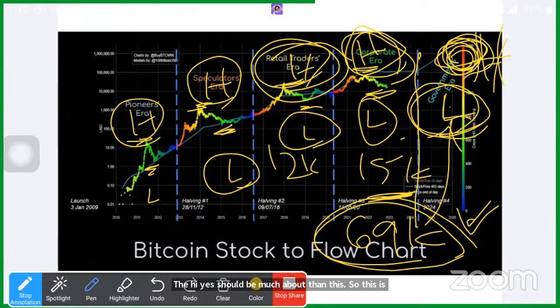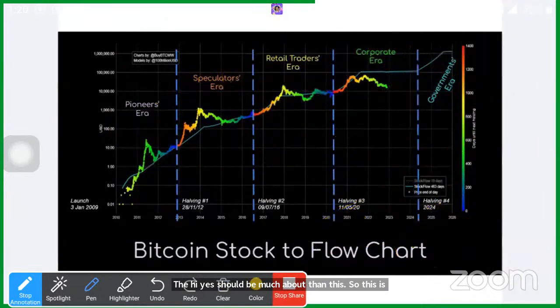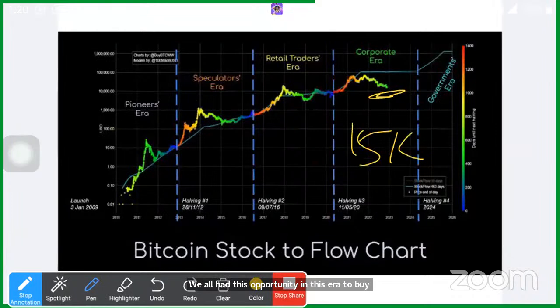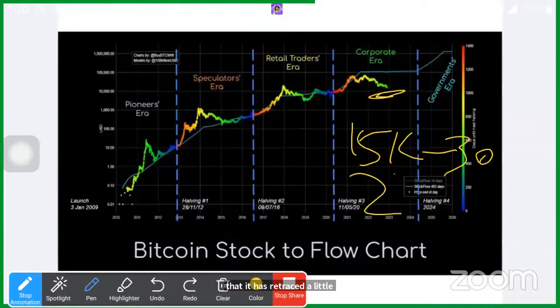So this is a huge opportunity. I hope you all know by now how big this opportunity is, because we all have it. We all had this opportunity in this era to buy Bitcoin when it was at the lowest price of $15,000. But some of us missed it. Some of us entered late. They have seen it go from $15,000 up to around $30,000 or $31,000 in this era only, but now it has retraced a little, and is available around $27,000 per Bitcoin.